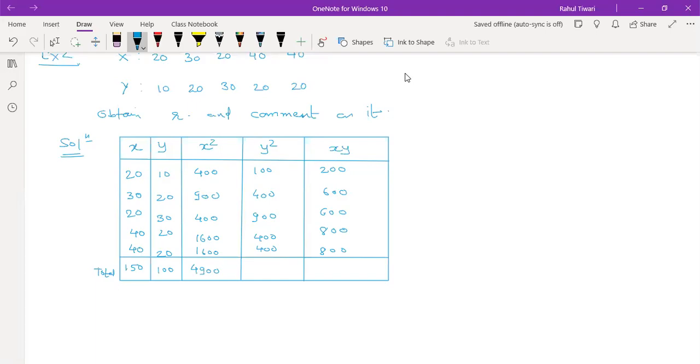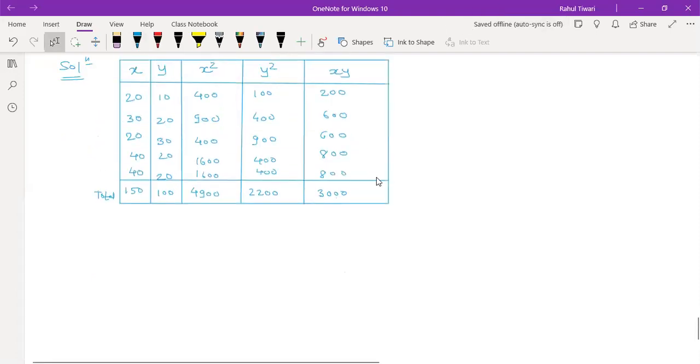2200. 1200. What about x into y? 3000. 3000. Now, once I have calculated all this data, I need to use it in my formula. I need to compute. I need to use the R formula.